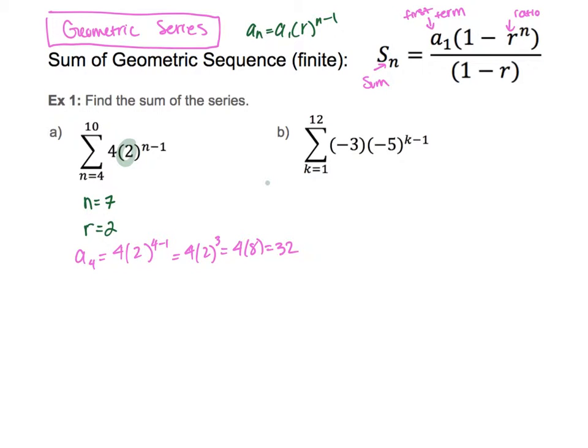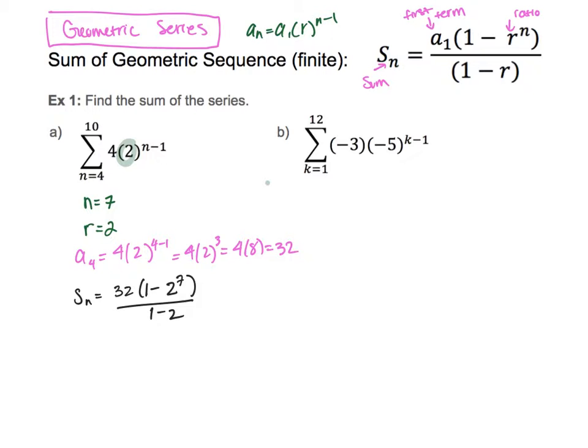So in this case, I have all the things I need to plug into my formula. You guys can see the formula right there, so just follow me along. The first term is 32, times 1 minus r, which is 2, to the n, which is 7, over 1 minus r again. You have to plug in r twice, so keep that in mind.